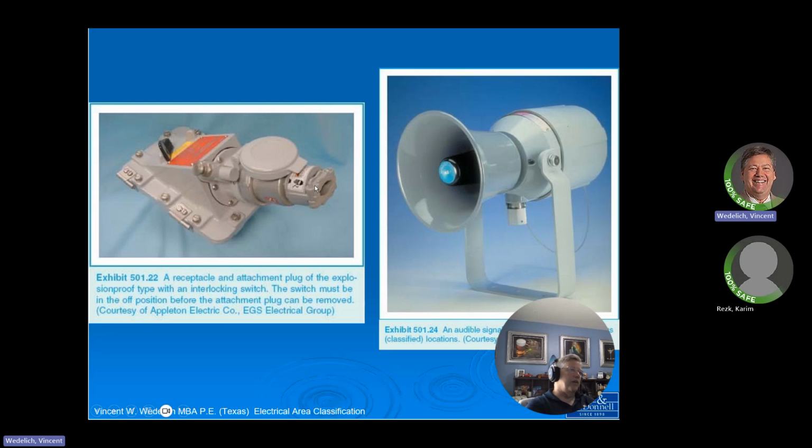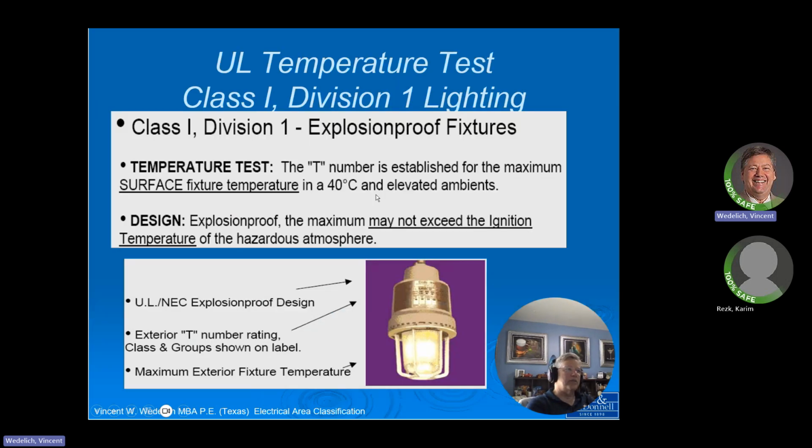So here you have a receptacle, right? A power receptacle, and it has a special switch and plug, and that way you can plug it in and not create an arc. There are some plugs that when you plug them in, they're not engaged until you push all the way in, then it engages, and you don't need that extra handle there. The switch must be in the off position before the attachment plug can be removed. So these have changed a little bit. Here you've got a horn, right? And a horn can make arcs and sparks.